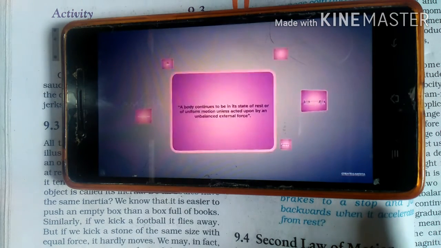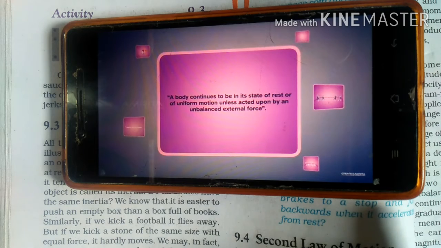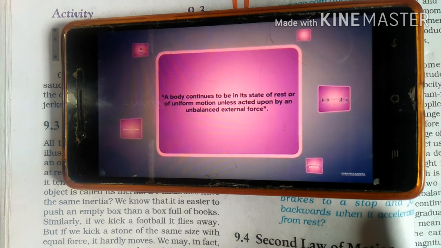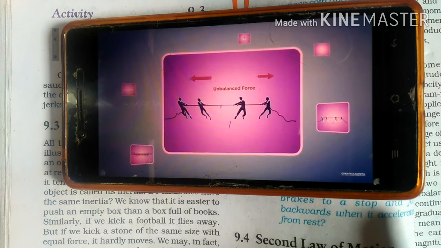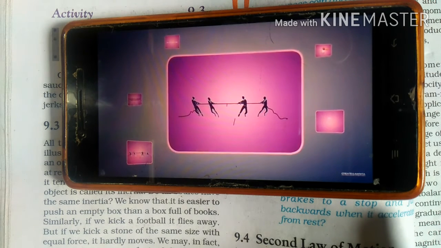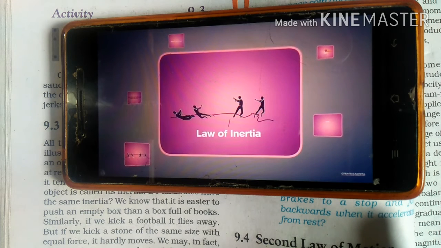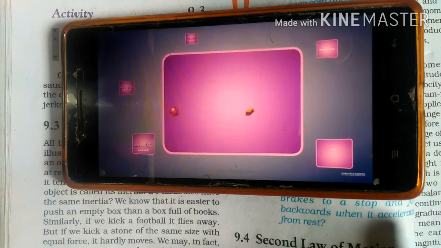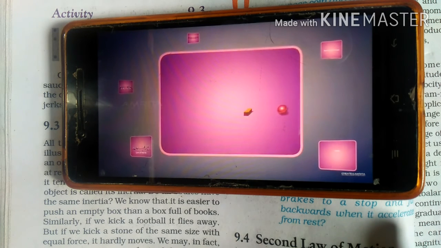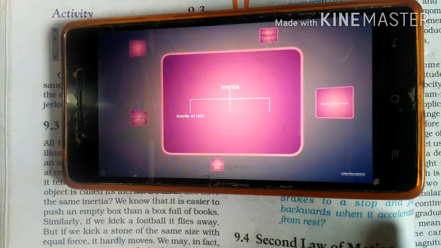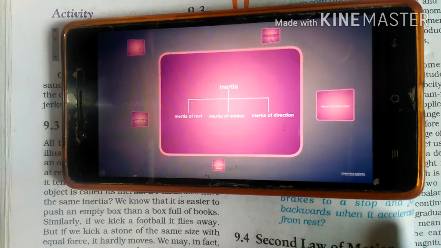Things to remember. Newton's first law of motion states that a body continues to be in a state of rest or of uniform motion unless acted upon by an unbalanced external force. Two unequal, oppositely exerted forces are called unbalanced forces. Newton's first law is also known as the law of inertia. The tendency of an object to continue its state of rest or of uniform motion in a straight line is called inertia. The three types of inertia are inertia of rest, inertia of motion, and inertia of direction.